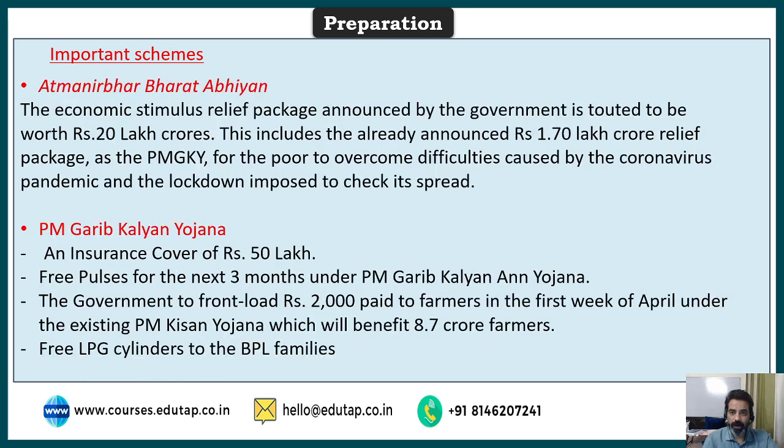So how to read these schemes? Do you have to remember everything? No, only the salient features. For example, for Atmanirbhar Bharat, the economic stimulus package relief announced by the government is touted to be 20 lakh crores. This includes already announced 1.7 lakh crore relief package as the PMGKY for the poor to overcome difficulties caused by the coronavirus pandemic and the lockdown imposed to check its spread. That's Atmanirbhar Bharat Abhiyan. Then PM Garib Kalyan Yojana, insurance cover of 50 lakh rupees, free pulses for next 3 months, 2,000 rupees paid to farmers, then free LPG cylinders for BPL families. So these are salient features of these schemes.